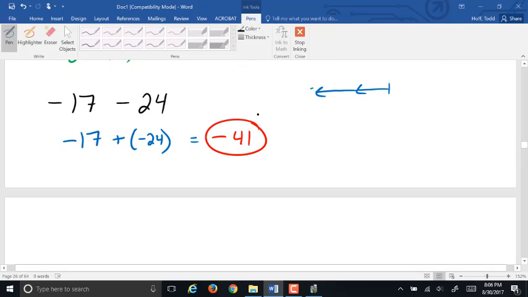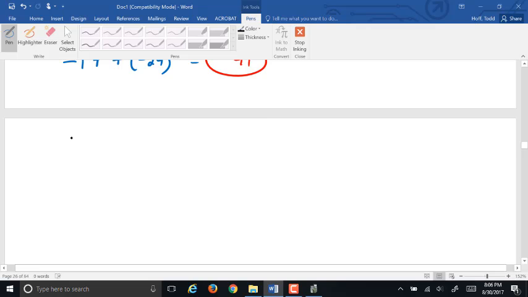Or I might have 18 minus negative 9. The 18 doesn't change. Minus the negative 9 becomes plus positive 9. We're going to add the opposite. Well, the opposite of negative 9 is positive 9. Well, 18 plus 9 is just 27.